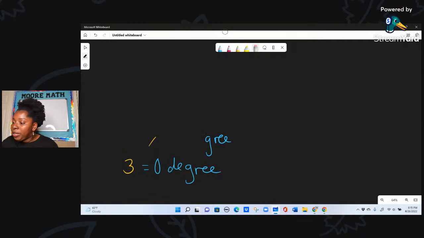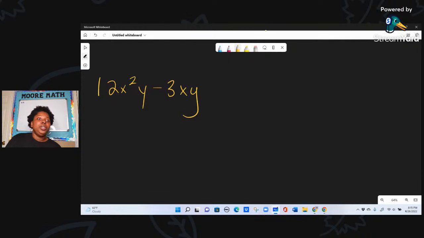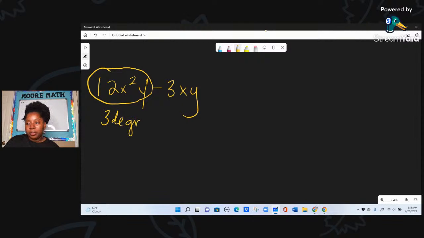If you have a polynomial like 8x cubed, or 12x squared y minus 3x, you go by your biggest term. Whatever the biggest thing is, you see it has the x squared, the biggest exponent. Go by the biggest exponents. This only has x and y, this has an x squared and y. So what you're going to do is same as before. We have 2 here, 1 here, add them together. This would be the 3rd degree.